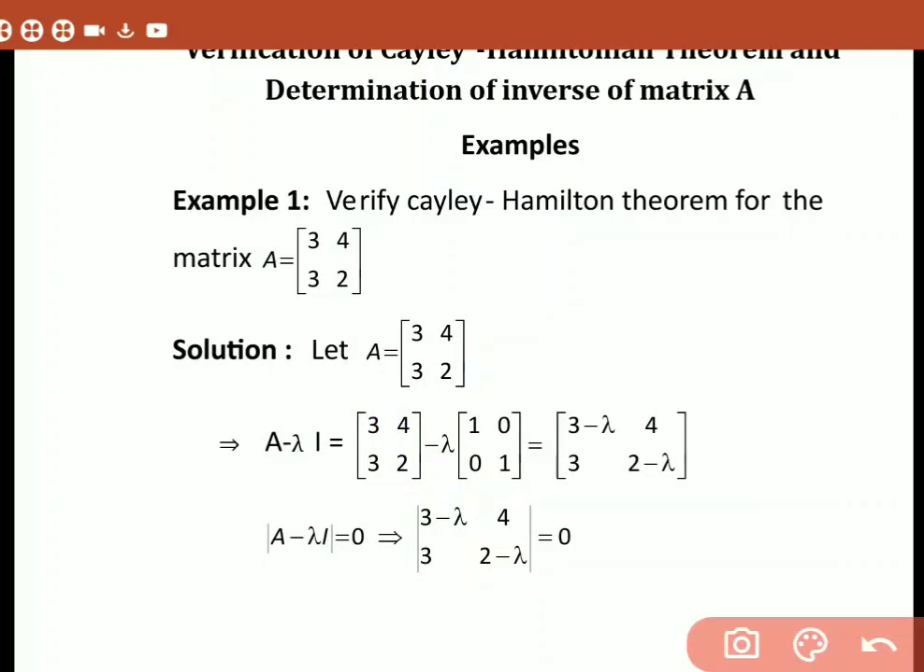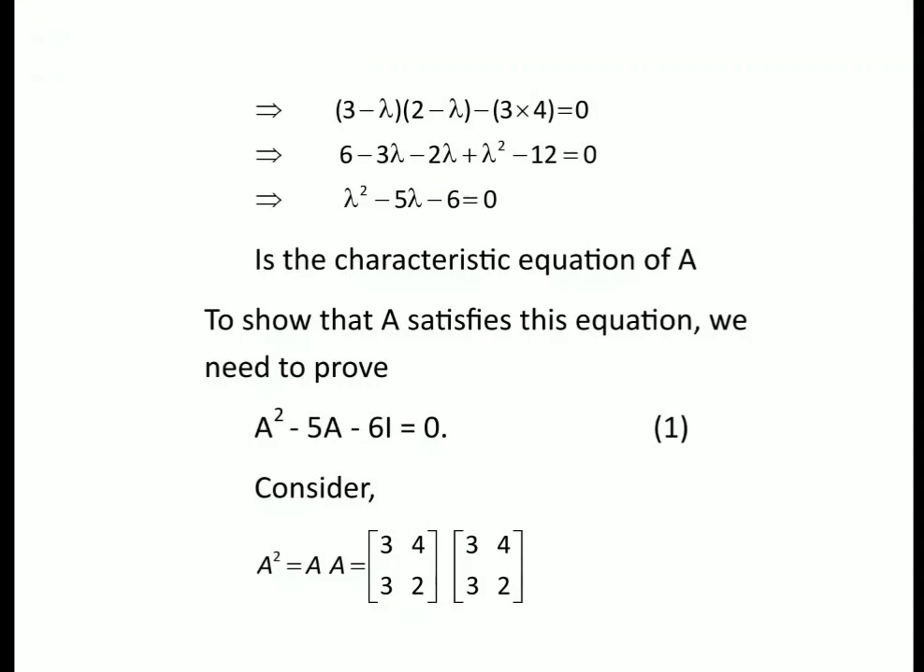And determinant of A minus lambda I is equal to determinant of 3 minus lambda, 4, 3, 2 minus lambda, equals 0. And the next step is we can simplify this determinant here. It is 3 minus lambda into 2 minus lambda minus 3 into 4, which is 12. Open this bracket. You will get lambda square minus 5 lambda minus 6 equals 0, which is the characteristic equation of matrix A.